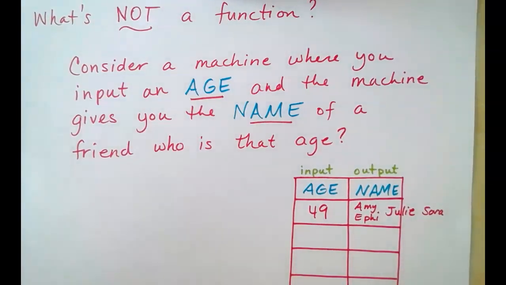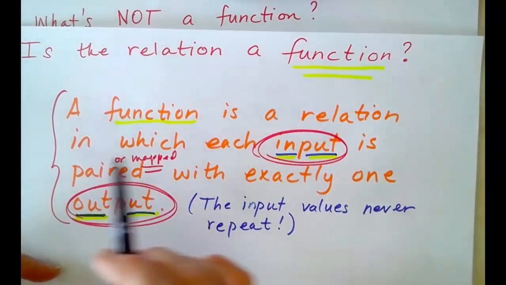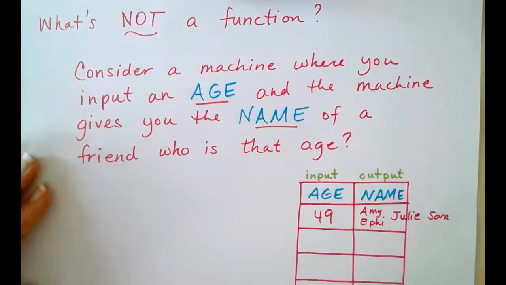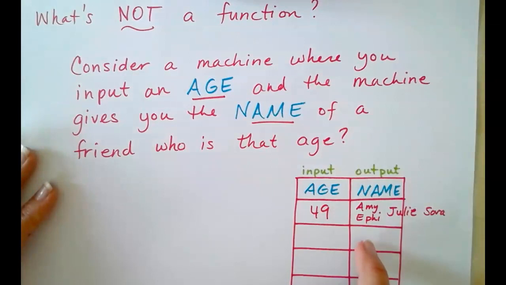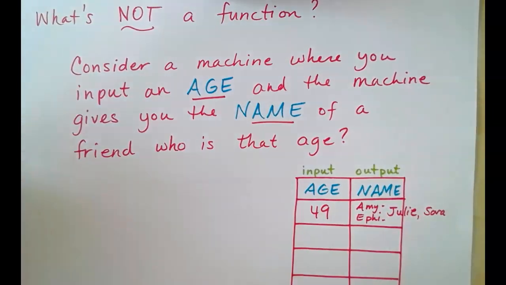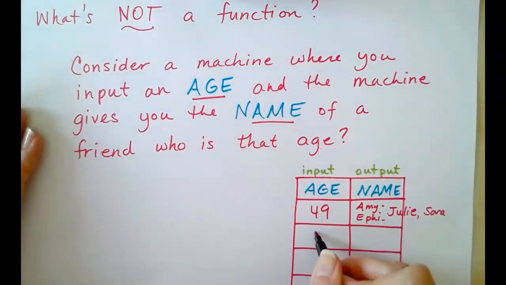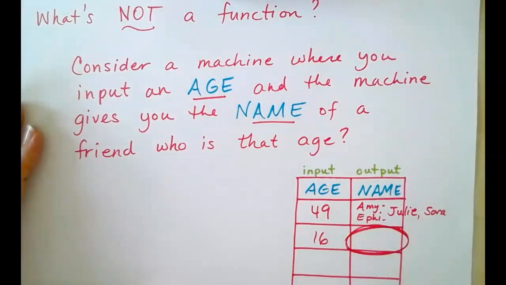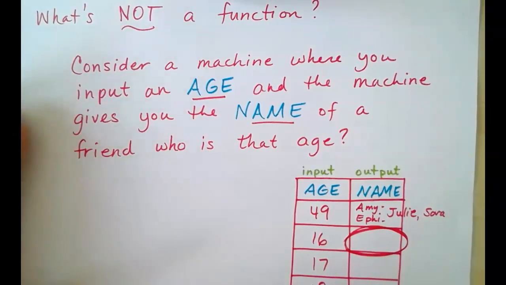Is this a function? No, because according to our definition, a function is a relation in which each input is paired with exactly one output. Well, I put in the input 49 and I quickly came up with 4 names of my friends that are all 49, so this can't be a function. If we were to go to CCA, our school, and say, okay, let's input 16. How many people in our school would be 16? Way more names that'll fill in that blank. The same thing with 17 and the same thing with 18. So is this a function?